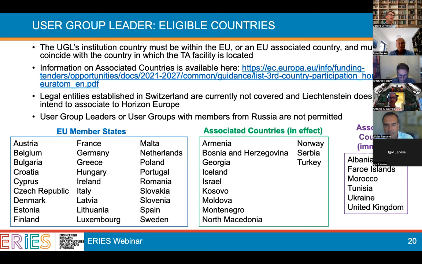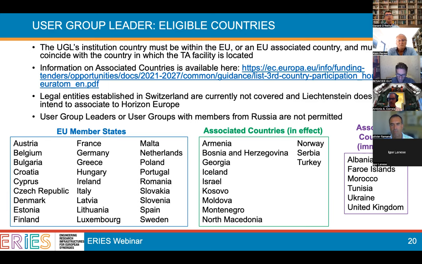The exact list of the countries that fall into these categories is available at the link there, because it's not just EU member states. We have these different associated countries and people who are about to join the Horizon Europe program as well. So it's not just EU, but it's also extended beyond that boundary. These are the different groups you can see on the bottom of the slide. The EU member states, of course, are the ones that are shown there. The associated countries that are also eligible for this are the ones that are shown there: Armenia, Bosnia and Herzegovina, and so on and so forth.